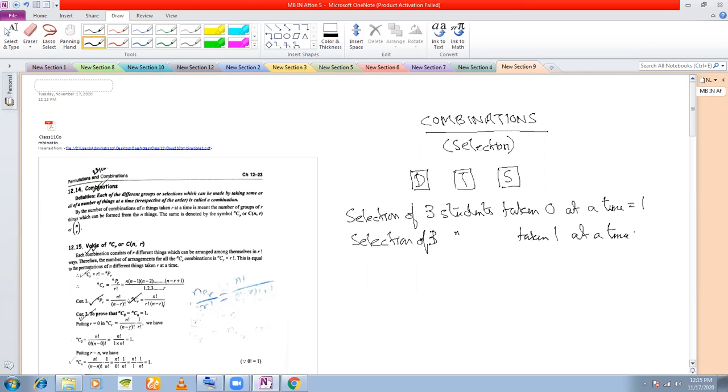Now I want any one of you. In how many ways can I do it? I can either select Devanjan, or I can select Tanisha, or I can select Sumit. So how many ways can I do it? 3, right? 3 ways. Next, selection of three students taken two at a time. In how many ways can I do it? I can either select Devanjan and Tanisha, I can select Tanisha and Sumit, or I can select Devanjan and Sumit. So in how many ways? Again, 3 ways.